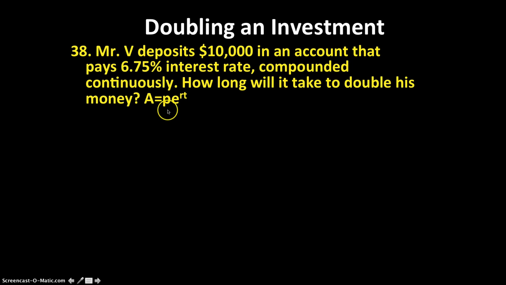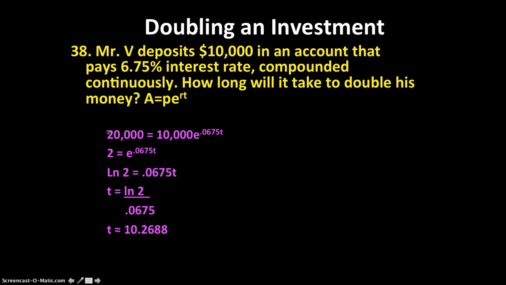Well, the formula for that is PERT. That's principal times e to the exponent rate times time. This is a popular formula, so I would plug that in. The 10,000 is my original, my P, my original principal, and I want to double my money, so I want it 20,000. My rate as a decimal is 0.0675 times time. How much time does it take me to double my money?